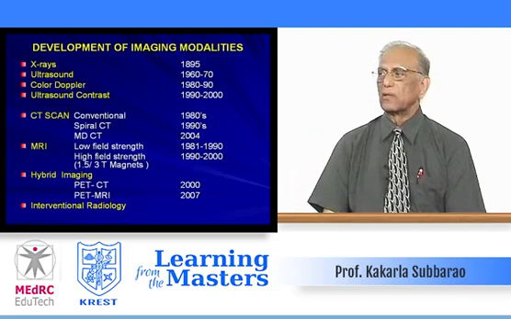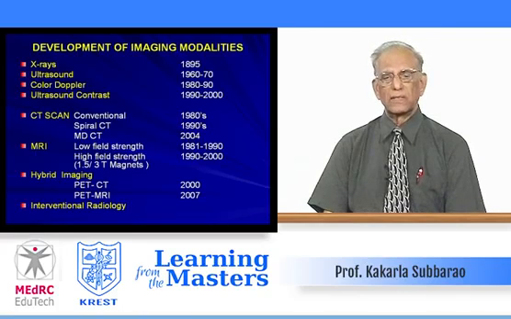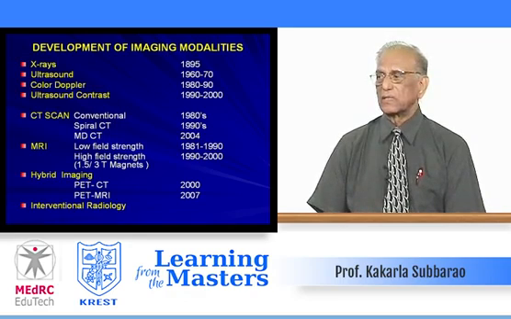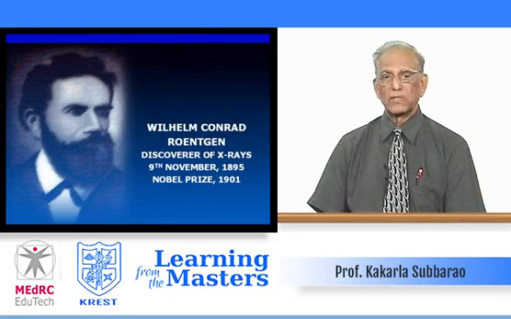Again, to repeat, development of imaging modalities: X-rays, 1895 actually, although he declared it in 1896, but in 1895 he discovered it. Ultrasound, 60 to 70, color Doppler, 80 to 90, ultrasound with contrast, 90 to 2000, CT scan, conventional in the 80s, spiral CT in the 90s, MDCT in 2004, and MRIs also, low field strength, 1981 to 1990, high field strength, 1990 to 2000. And today we have got 7 Tesla magnets too. That is the progress. Hybrid imaging, PET CT, PET MRI, and of course interventional radiology.